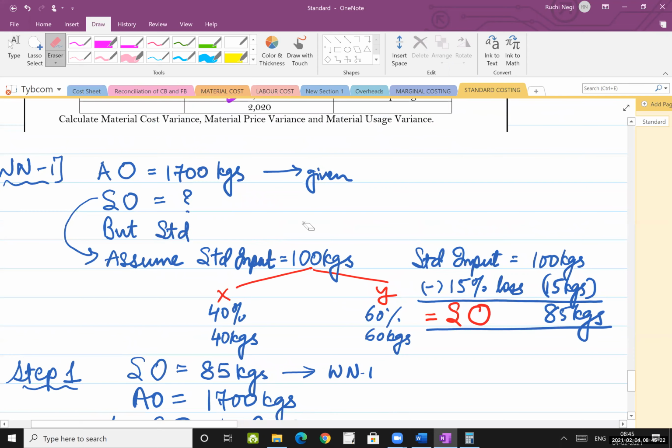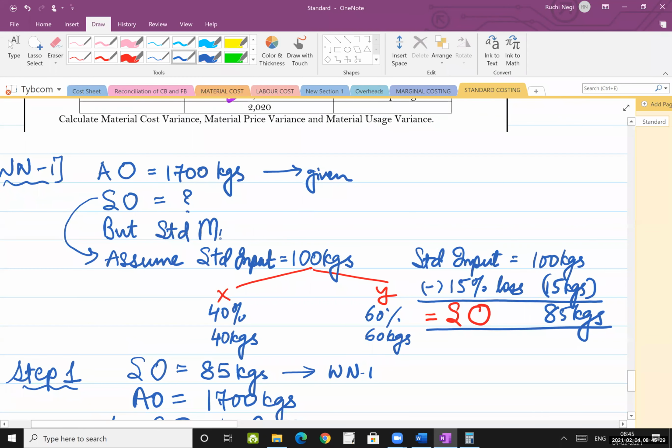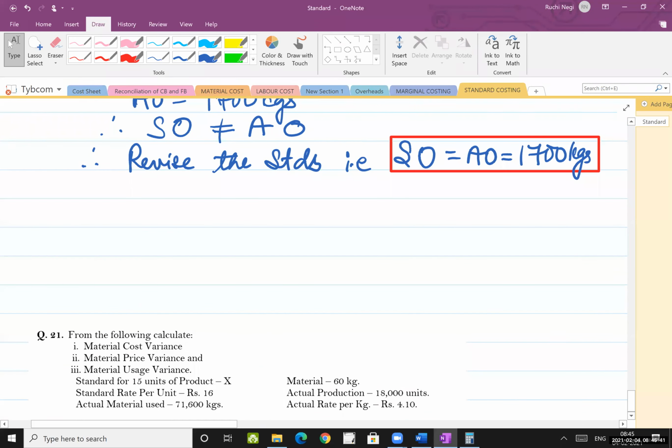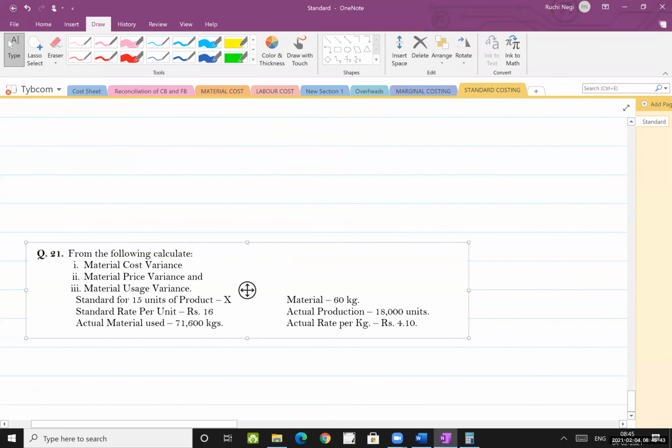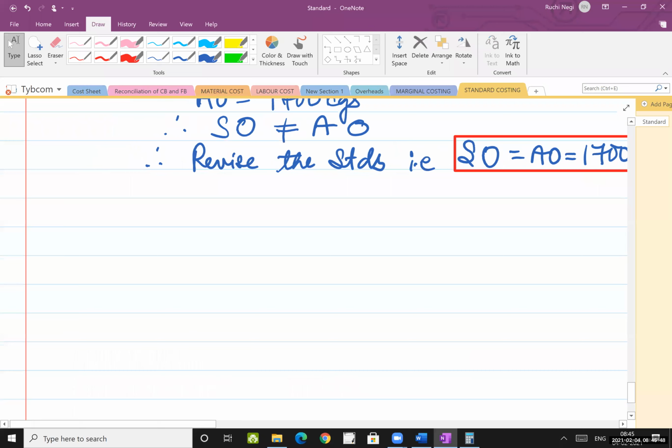Here you just write standard mix is given. Just a minute. Standard mix is given. That's it, 40% and 60%. Okay. So now it's a sum on material. So we will make a material cost statement. So let us make a material cost statement.